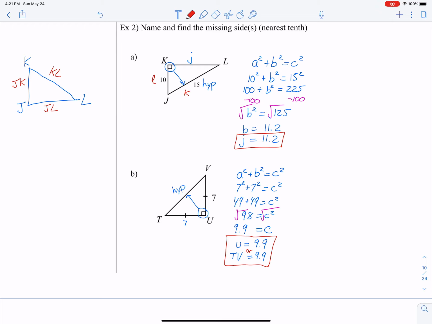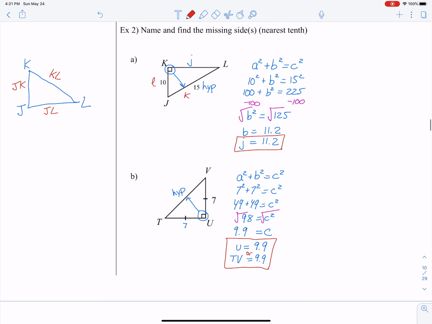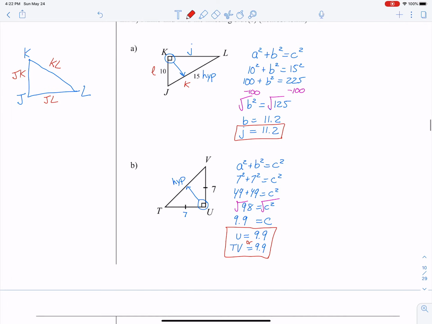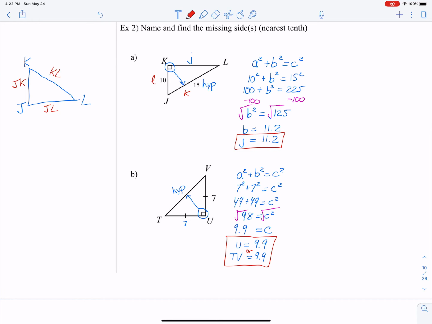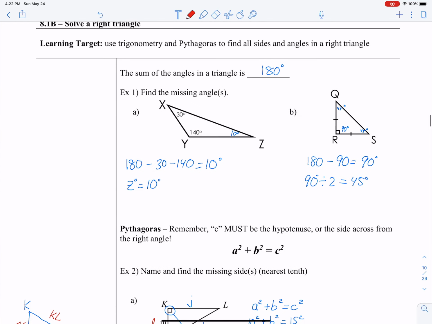Okay, you can choose which one you like better. Sometimes it'll specify in the question, so you just need to be aware of both. Okay, so that's some background from grade 9 that we're just remembering.